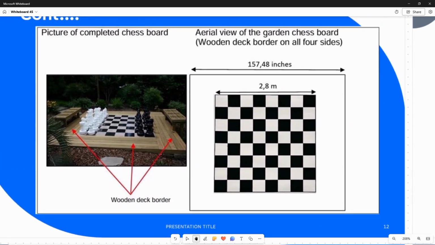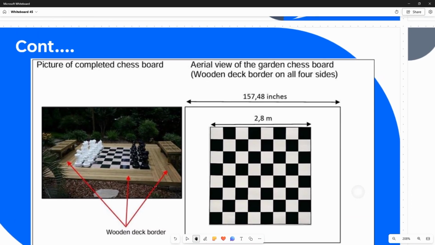So this is the picture of the chessboard, and look at this. You see, this is the boundary of our chessboard. So this is the chessboard. So here is the board which will be put around the chessboard, right? So this is the aerial view. You can see our measurements are in inches for the outside measurements, and the inside measurements are in meters. Remember, inches are imperial units. Let's move on to the question now.